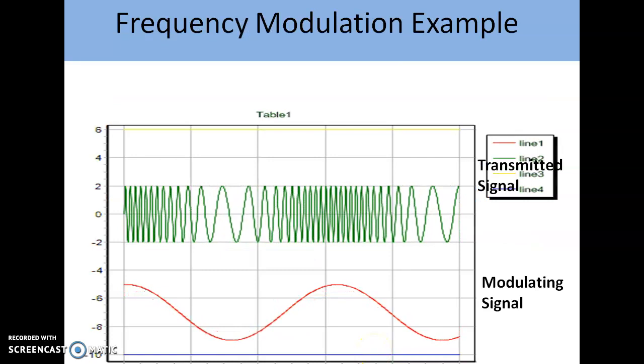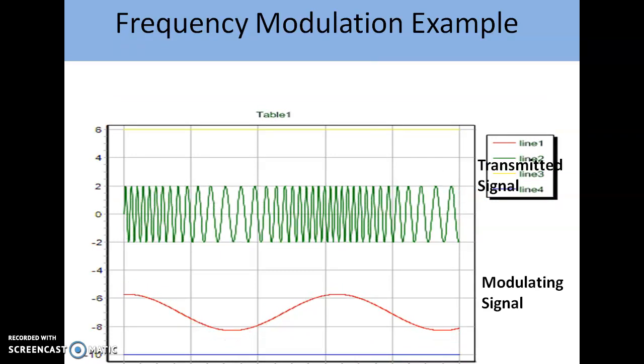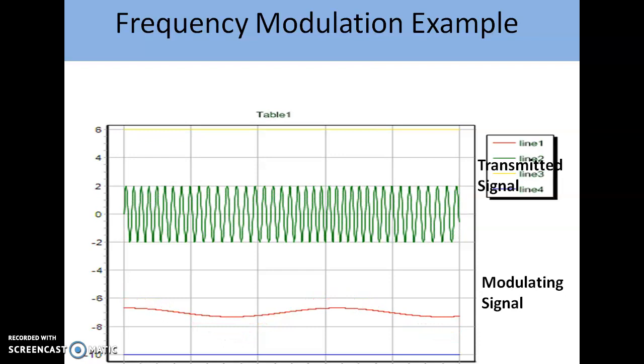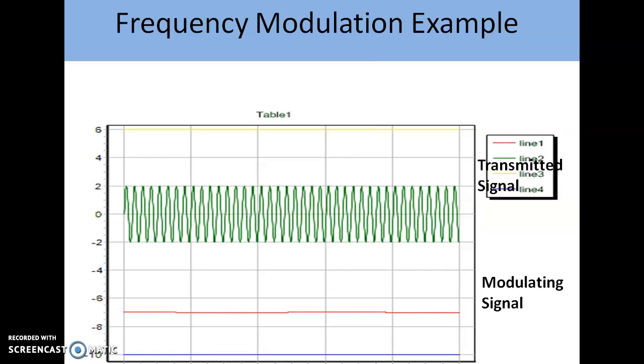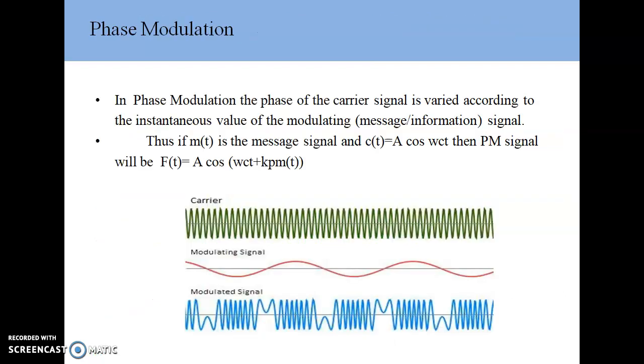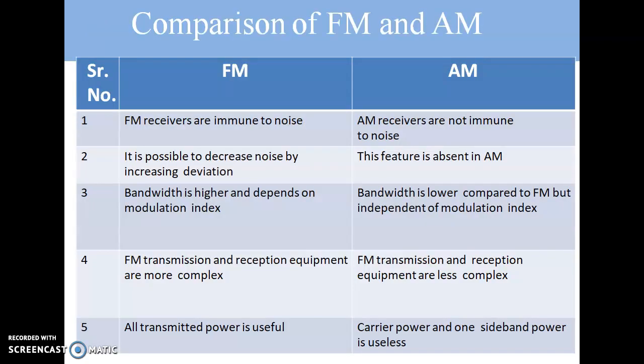Here you can see as the information signal value is changing, the frequency of the carrier signal is also varying. In phase modulation, the phase of the carrier signal will vary, whereas amplitude and frequency will remain constant. So this is your information signal and carrier, and the phase of the carrier signal will vary according to your information signal.